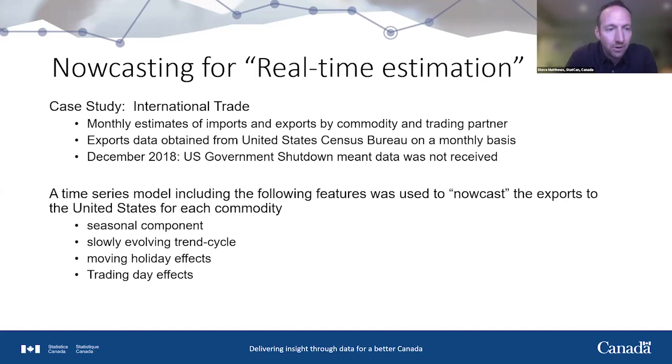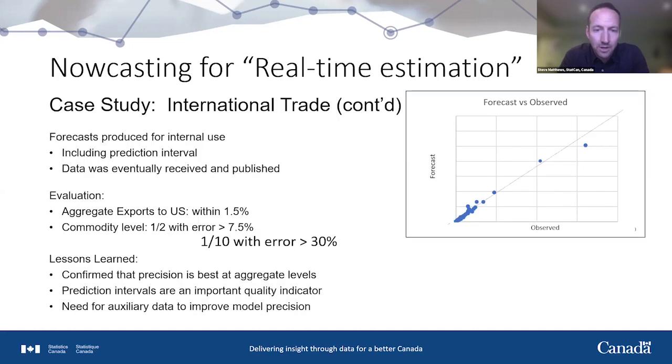So we fitted this model to each of the commodities in terms of our exports to the United States. And I think I have a graph on the next slide that shows some results. What I did is on the graph on the right, each of the dots is a different commodity for the month of December 2018. And on the horizontal axis, you'll see the observed value. Eventually, we did get the data. And so we were able to compare our forecasts with the real value. So on the x-axis or the horizontal axis is the eventual observed value, and on the vertical axis is the forecasted value. If all of our forecasts were perfect, every blue dot would be on that straight line with a slope of 1. That's not the case.